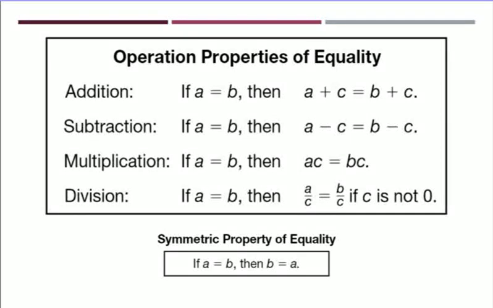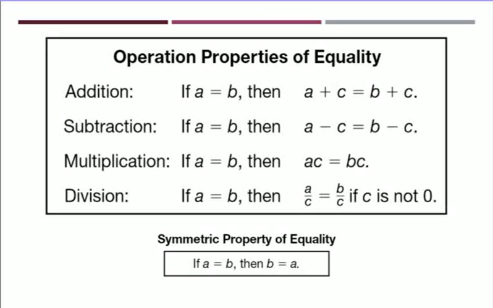So first off, what are those properties of equality? What do they mean? Well, the addition property of equality means if two sides are equal to each other and you add the same number to both sides, then they're still equal. So in the example here, if A equals B, then A plus C equals B plus C. Subtraction property of equality says the same thing. If two sides are equal, such as A is equal to B, then if I subtract the same number on both sides, they will still be equal. So A minus C is the same as B minus C.